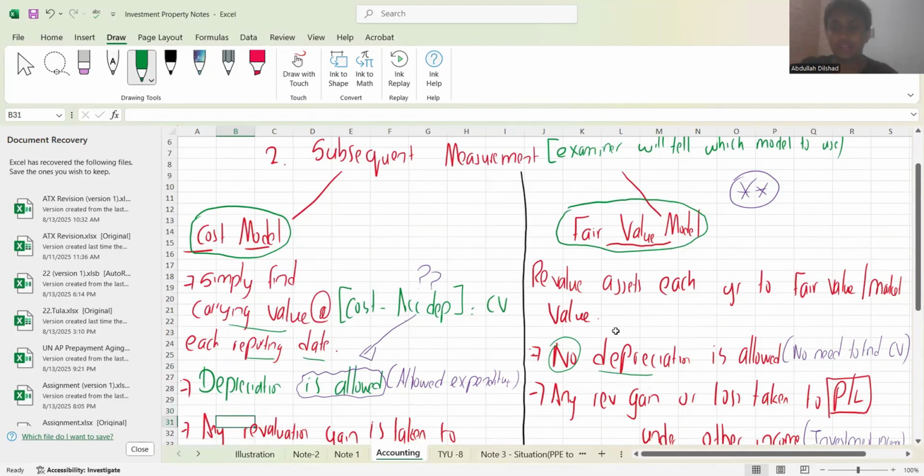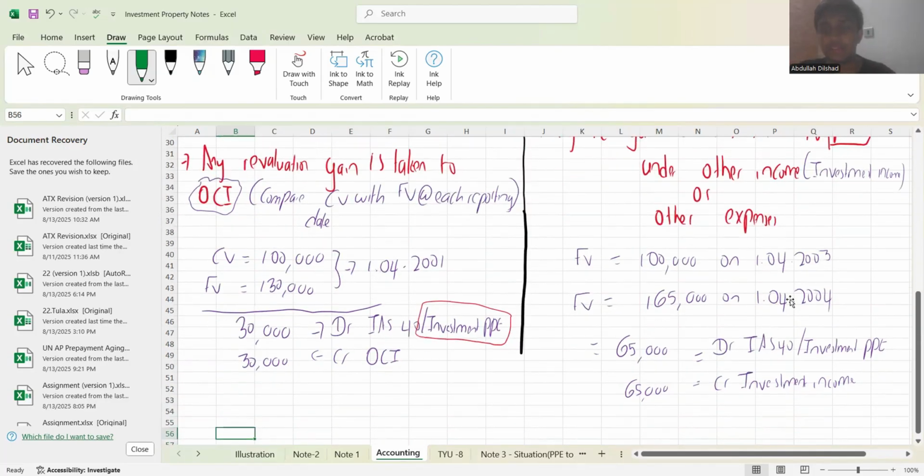For example, let's take this example. Look at this. On 1st April 2003, your fair value is 100,000, right? Your fair value is 100,000. And on 1st April 2004, which is your closing reporting date, it has gone to 165. Can you see here? So the gain of 65,000 will be debited to IAS 40 investment property, plant and equipment, right? That is a fact.